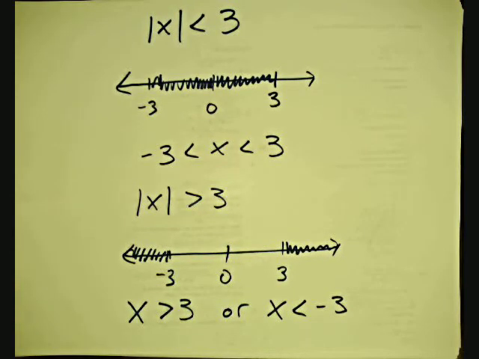So to solve an absolute value inequality, we first want to isolate the absolute value on one side of the inequality, just like we would for an absolute value equation. And then we're going to use one of those two ideas that we just talked about. If you have the absolute value of an expression being less than c, we want to form a compound inequality. And if you have the absolute value of an expression being greater than c, we're going to form two separate inequalities, one for greater than, one for less than.